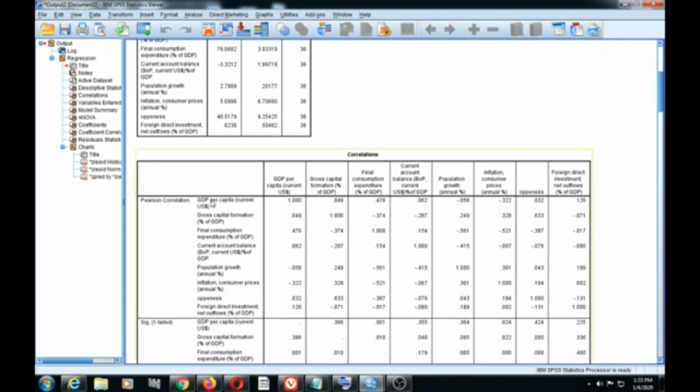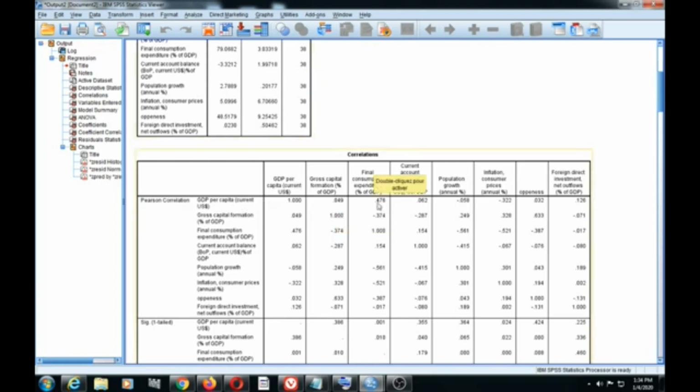Pearson correlation between, for example, GDP per capita and gross capital formation is 0.049, meaning that the correlation between the two variables is just 4.9%. The correlation is much higher between GDP growth and final consumption expenditure in percentage of GDP, at 47% correlation between GDP per capita and final consumption expenditure.